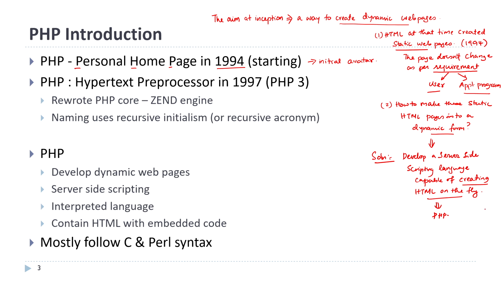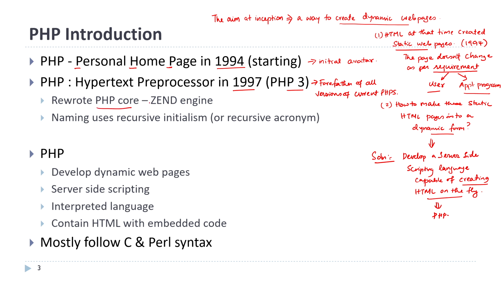So, in 1994 it started as a personal homepage, as you see on the web page. Then in 1997 came PHP 3, the forefather of all versions of PHP we see now. Whether it's PHP 4, PHP 5, whatever version you talk about, it is all PHP. So, that became what you call Hypertext Preprocessor.